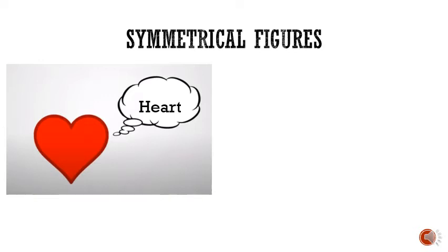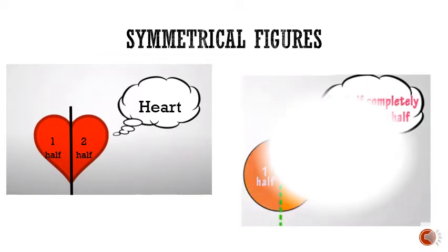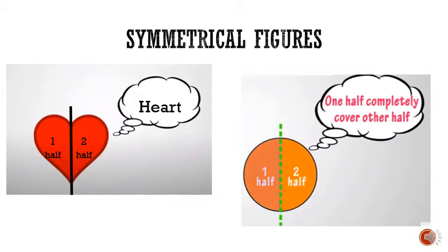Here's an image of a heart. Can you fold it exactly halfway so that the two halves are exactly similar? One half completely covers the other half. When you fold the shape in half and one half exactly covers the other half, we can say that the shape is symmetrical and the fold line is the line of symmetry.